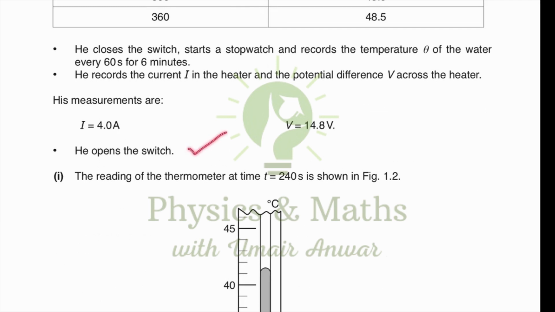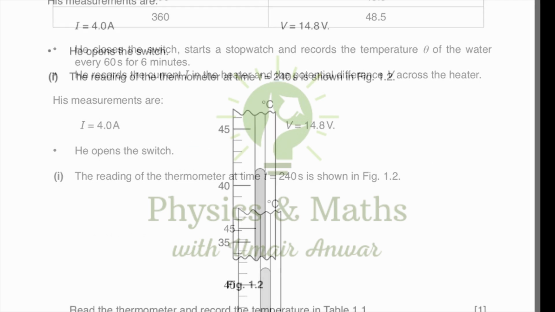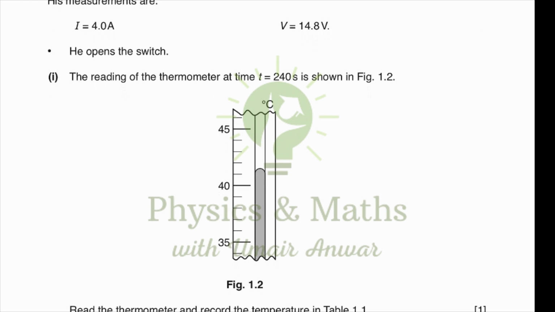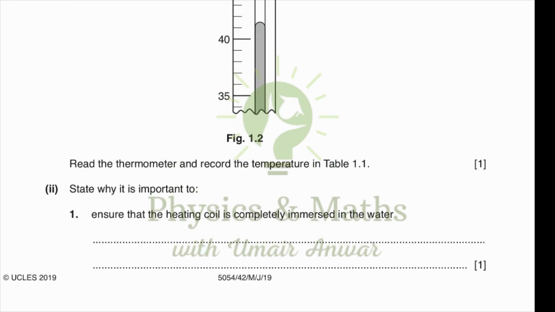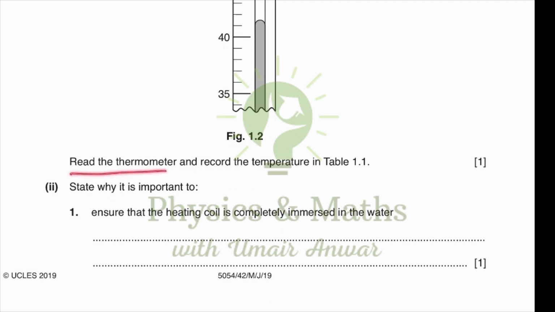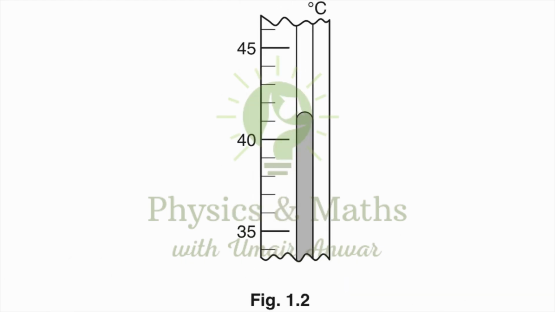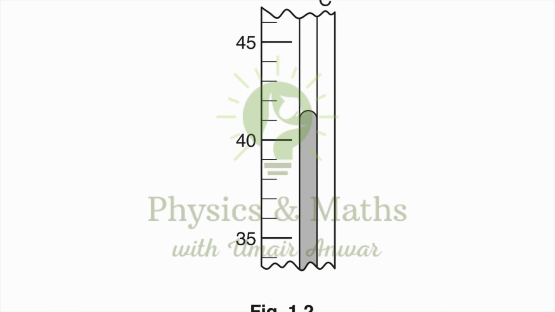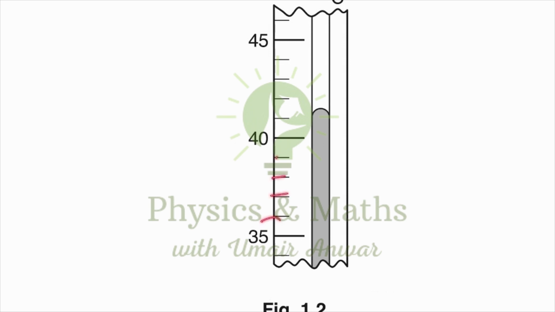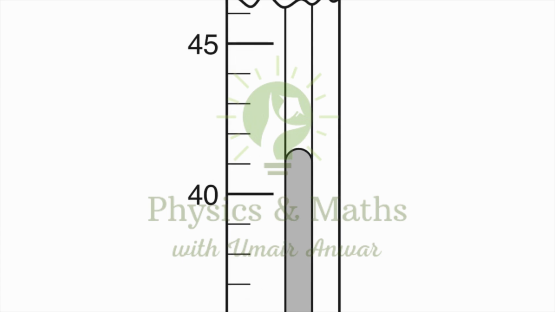He opens the switch, so now no current is flowing through the circuit. The heater would stop heating. The reading of the thermometer at t is equal to 240 seconds is shown in this figure. So this is the part of the thermometer which is showing the reading at 240 seconds. Read the thermometer and record the temperature in table 1.1. So we can see that from 35 to 40 we have 5 divisions. So it means that every small division is representing 1 degree centigrade.